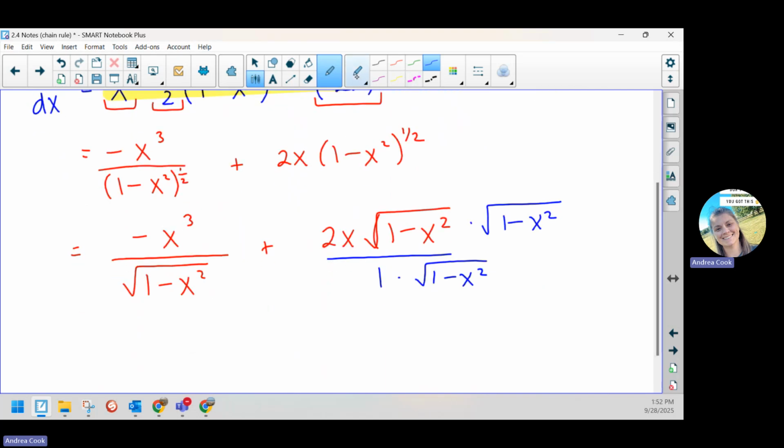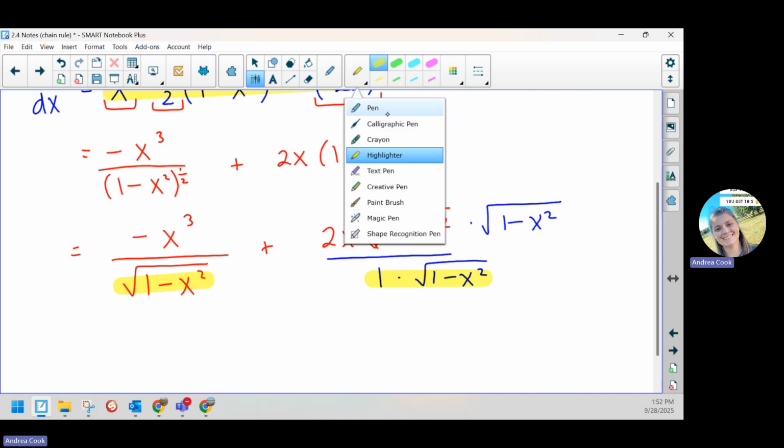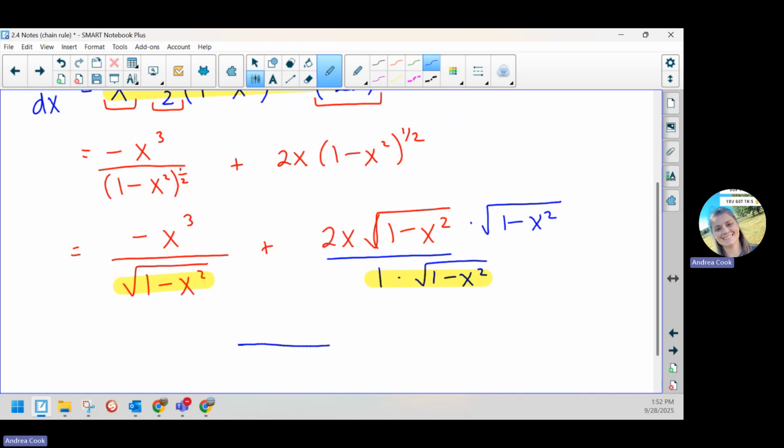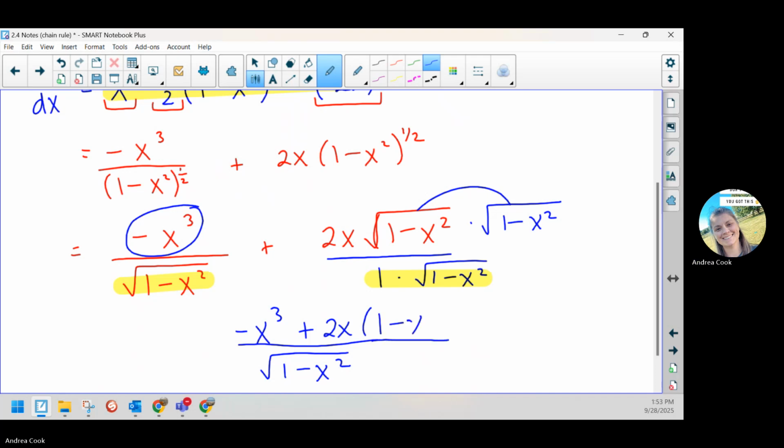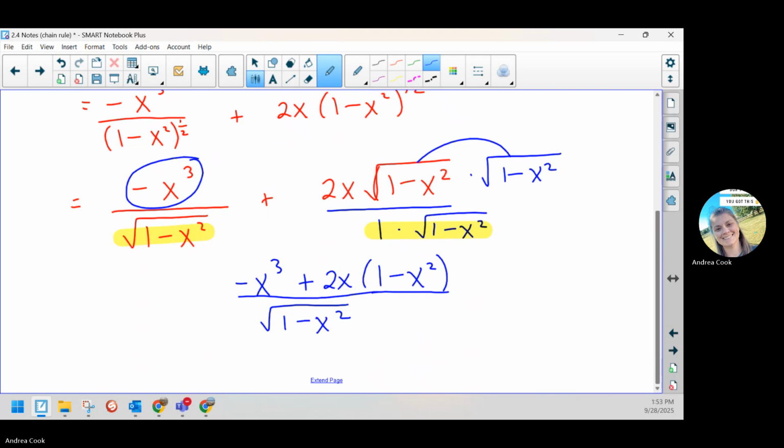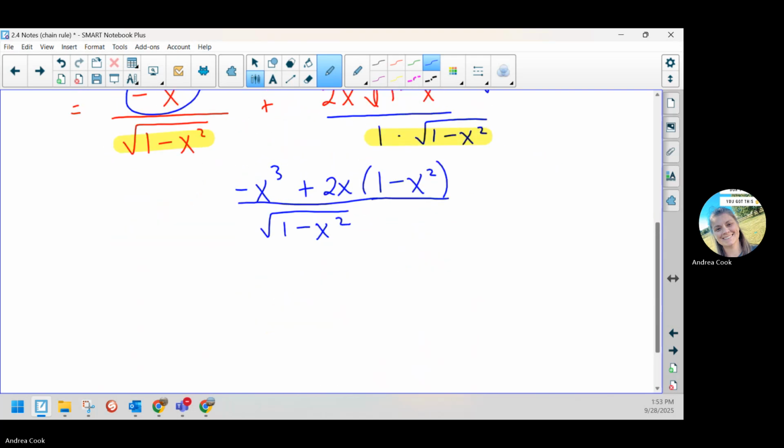So now my denominators match. This denominator and that denominator match, so I can rewrite that as one fraction. And then this numerator plus, and what's going to happen here is if I multiply two square roots that are the same, the square root just goes away. And now it's just a matter of distributing and combining like terms.